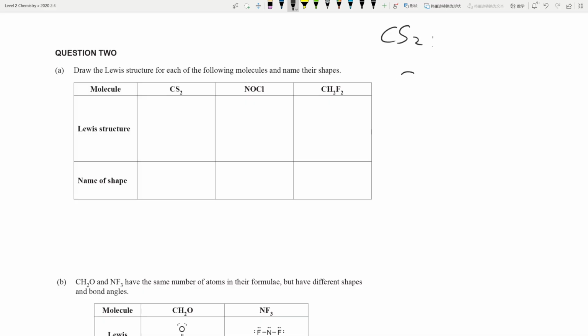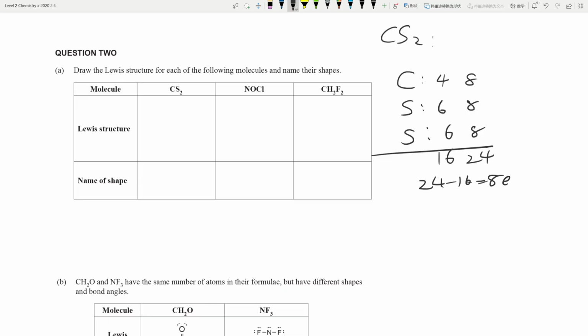So I have my method of doing it. You just write down how many valence electrons they have, which is 4, 6, 6. How many do they need? 8, 8, 8. So I need 24. I only have 16. 24 minus 16 is 8 electrons. 8 electrons means 4 bonds. So that means there are 4 bonds. So this is what we're trying to figure out. 4 bonds, 1, 2, 3, 4, and then you complete all the elements to make sure they have 8 electrons around them.